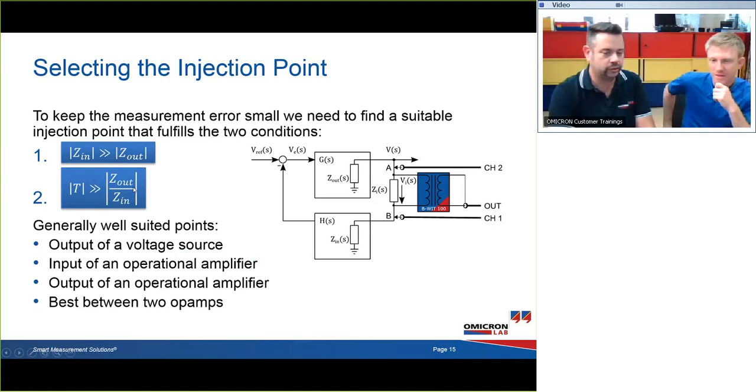And maybe point number two, the gain you want to measure has to be significantly bigger than the ratio between output and input impedance. Yeah, so it's more difficult to measure small gains correctly than big gains.